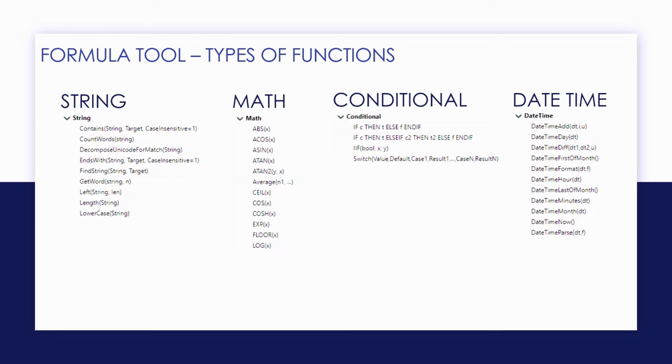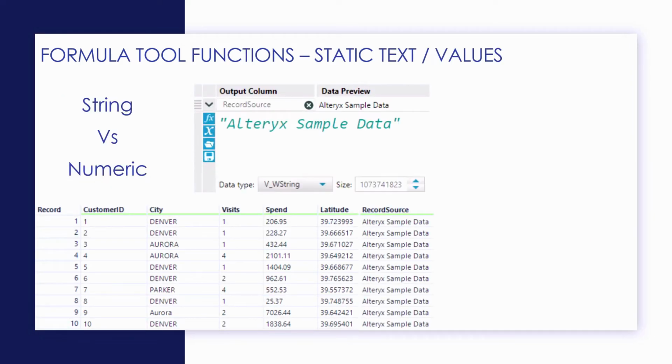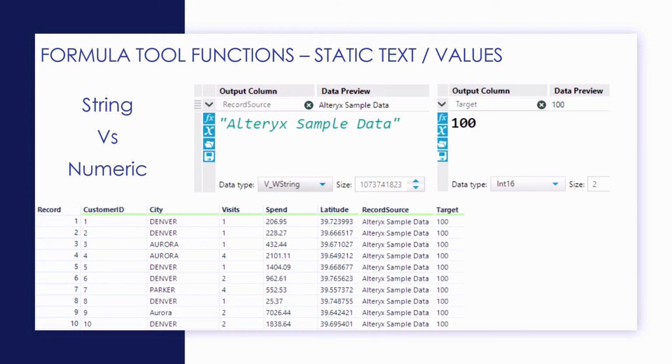The first example we'll look at is adding static values or text to our data set. The key differentiator here is whether we're working with a string or a numeric data type. If it's a string, we're going to need to use quotation marks to surround that string as a data reference. If it's a number, we can just write the number how it is and it'll be a numeric field.